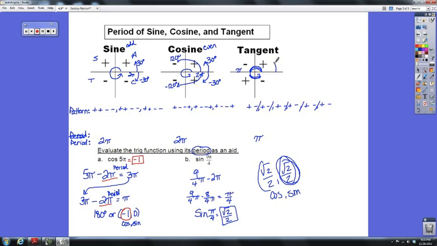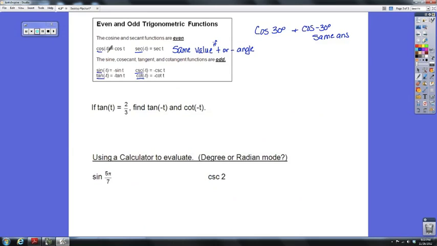All right, look at tangent. Positive 30 degrees would have a positive tangent. Negative 30 degrees would have a negative tangent. That's why tangent is odd. So flip back over here. That's why cosine and its reciprocal is even. You'll have the same value even if you have a positive or negative angle. So I don't know if maybe that helps a little bit. Sine and tangent and their reciprocals would be odd. So we have one little example on that one.